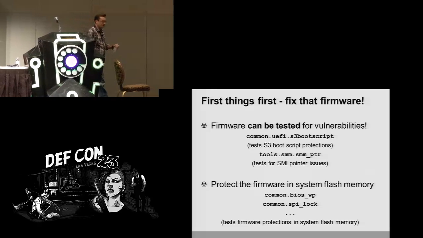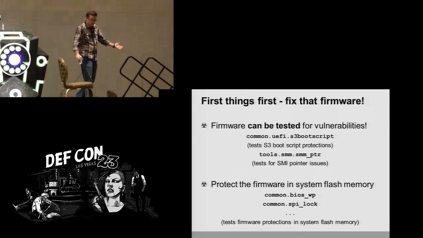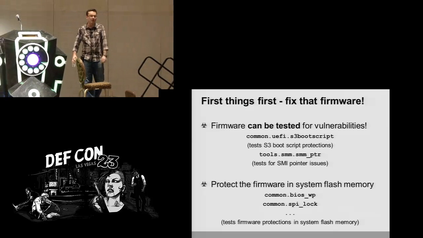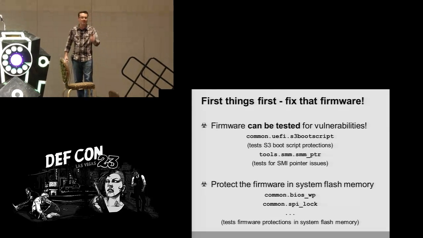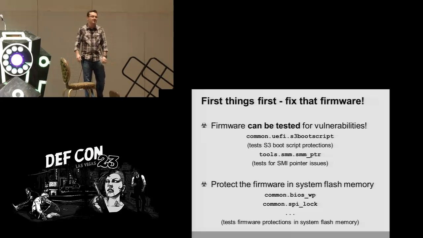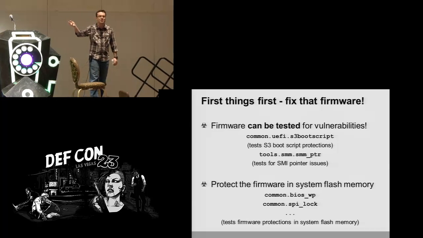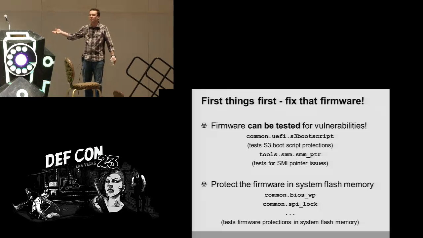Tools and mitigations that we have. First things first. If you have vulnerabilities in the firmware, you're in trouble. You can have Thunderstrike infection. You can have a completely persistent and stealthy rootkit. You can attack full disk encryption based on TPM. You can attack secure boot.